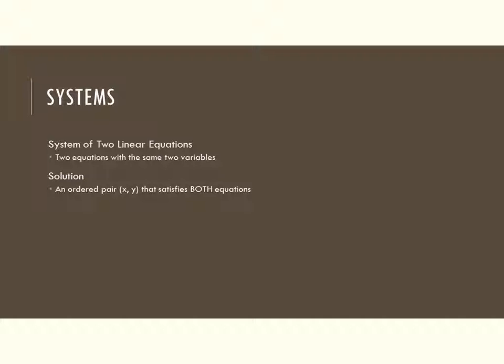Right now, though, we're starting with 2 linear equations, and we want to find the solution to this system, and the solution is going to be the ordered pair that satisfies both equations. So right now we're going to do this graphically. That ordered pair comes from their intersection. So it's that ordered pair that would be on both lines.